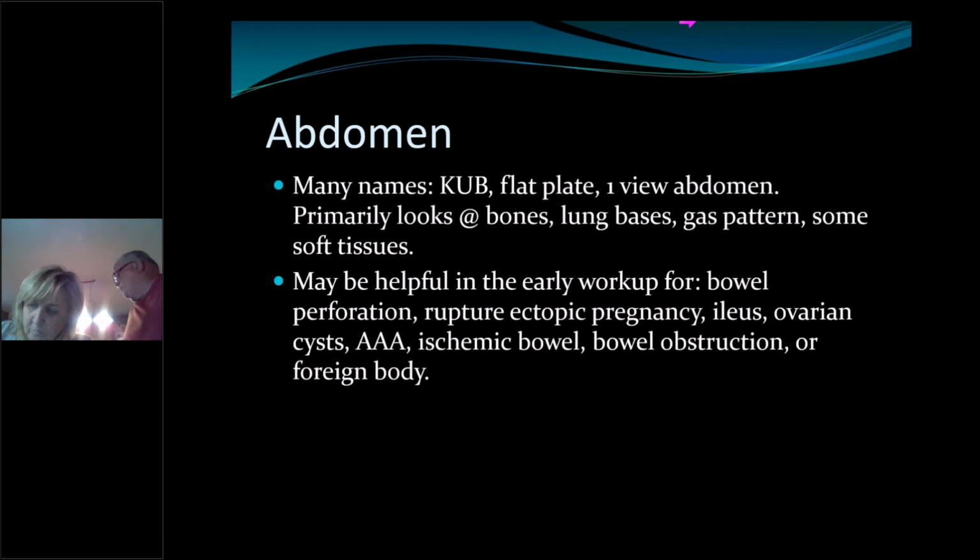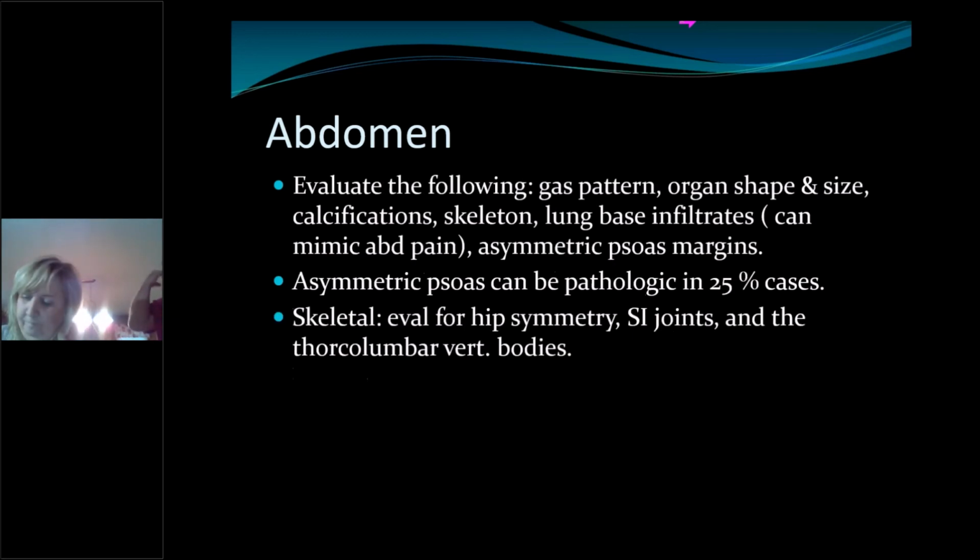If you're worried about ectopics, you're not going to do a flat plate. Ileus, very reasonable. Ovarian cyst, waste of money. AAA, waste of money. Ischemic bowel, waste of money. Bowel obstruction, maybe. Foreign body, maybe. So I think you've got to decide what your level of concern is before you start. If you think somebody's got something bad, order the appropriate test. An ectopic pregnancy is better worked up by ultrasound, not a flat plate. AAA, especially if you're worried about it leaking, is better worked up by CT. Bowel obstruction, contrasted CT. So we want to look at organ shape, size, calcification, all of this good stuff.